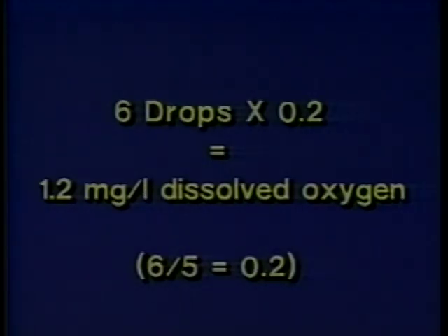So if, for example, 6 drops were added in the low range test, the dissolved oxygen would be 6 multiplied by 0.2, which equals 1.2 milligrams per liter dissolved oxygen. Note that the same result is obtained if 6 is divided by 5.